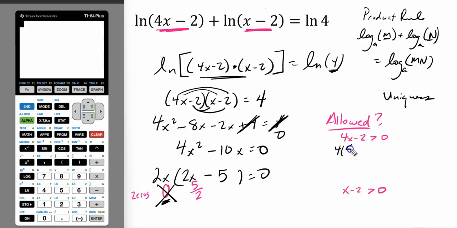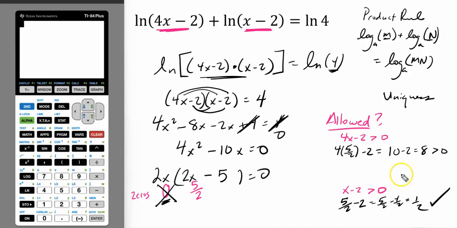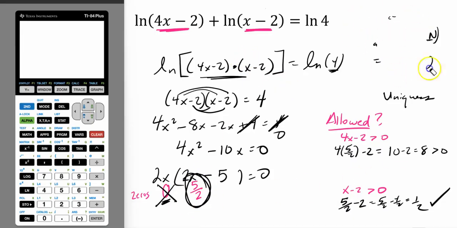Now what about 5 halves? Well, I'll have 4 times 5 halves minus 2. And 4 divided by 2 is 2. Then I'll have 2 times 5, so that is equal to 10. And that minus 2 equals 8, and that is a positive number. So far, so good. But all arguments have to be positive. And if x is 5 halves, then 5 halves minus 2, which is 5 halves minus 4 halves, gives me positive 1/2. Now it's satisfied both of those, so it will satisfy the original equation. And so my solution to the original equation is x equals 5 halves, or you could just have it written as a solution set.